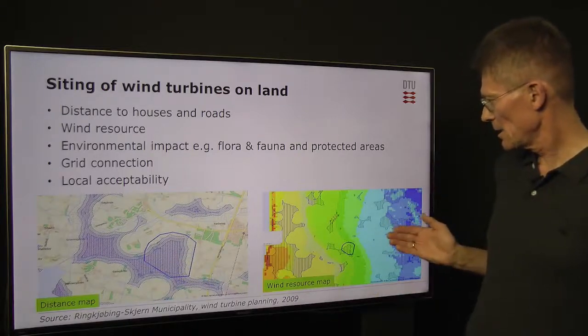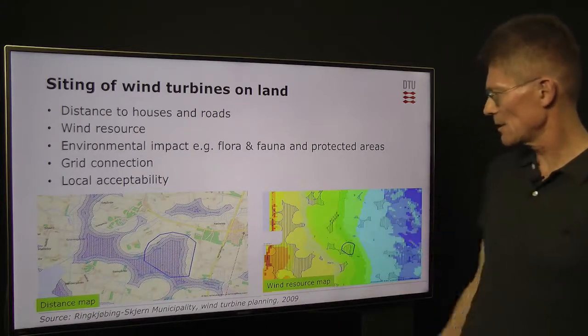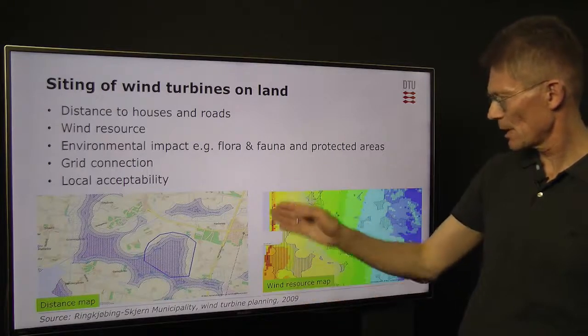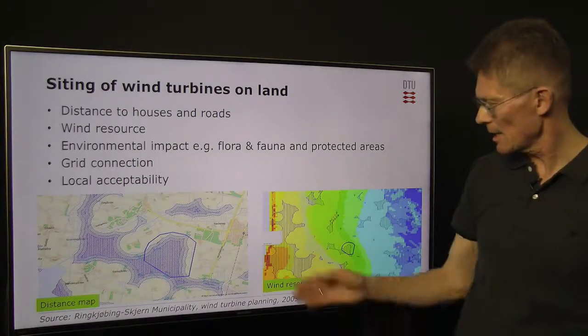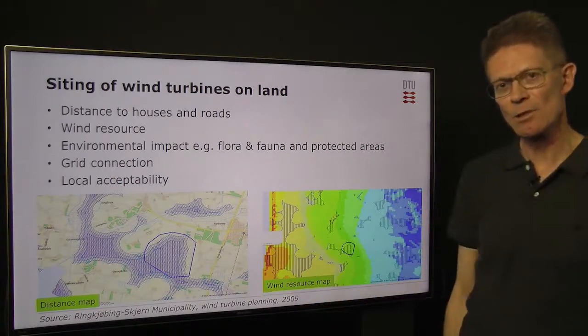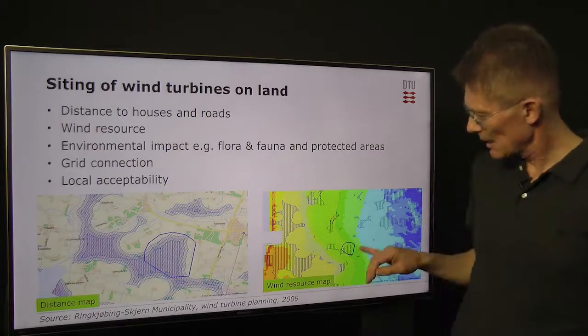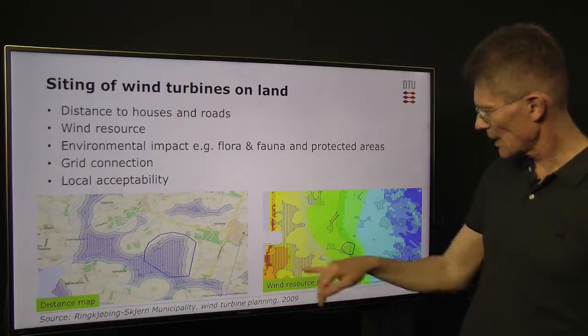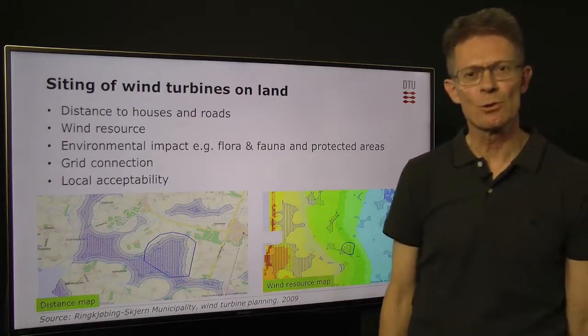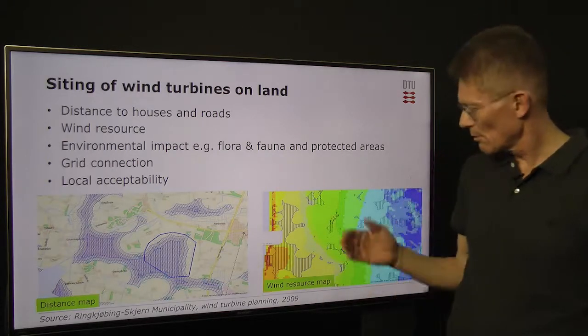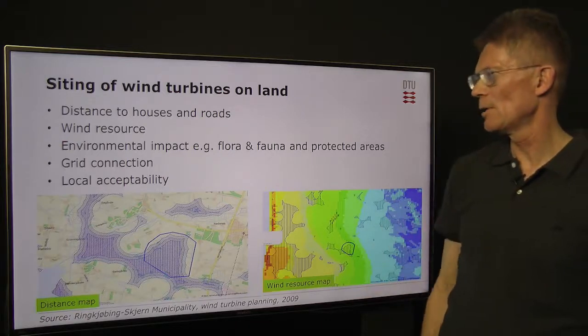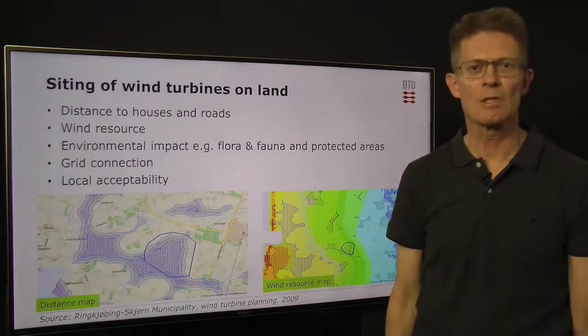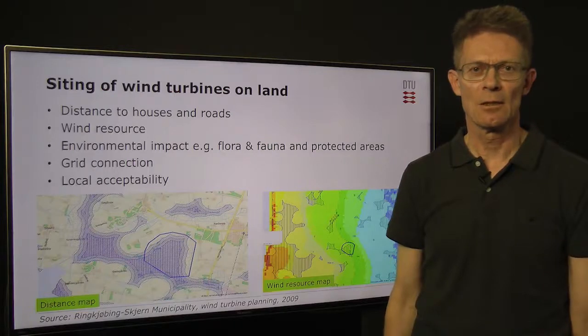On this side we see how the wind resource changes when we're moving away from the coastline where the wind resource is very high and further inland where the wind resource will be less. We can see this map is overlaid with a lot of hatched areas, which is due to other considerations. So this will be repeated with a number of criteria. This is how we do siting of wind turbines on land.